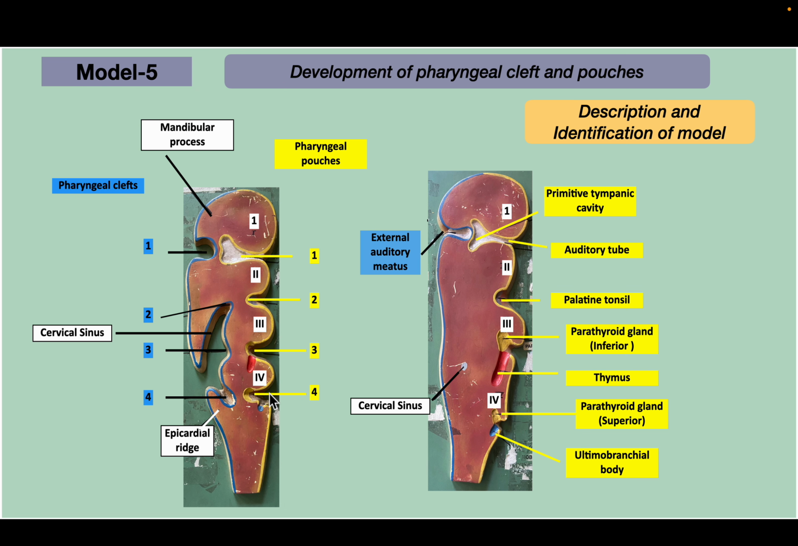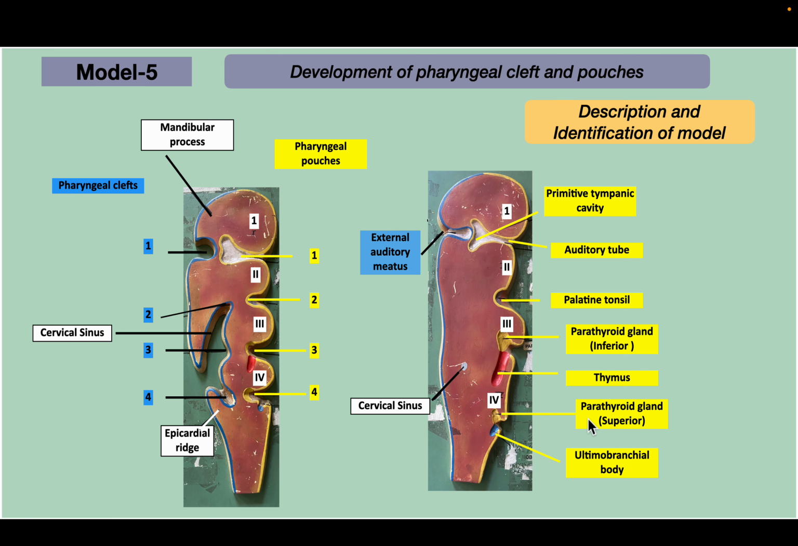So what are the different structures which arise from these pharyngeal pouches? From this first pouch, primitive tympanic cavity and auditory tube is formed. So contribution of the second is also coming here. Then from second, the palatine tonsil is there. No doubt it is contributing to these structures too. That is tubotympanic recess, which is further divided into these two important structures. Then from the third, inferior parathyroid gland is formed, and thymus is formed.